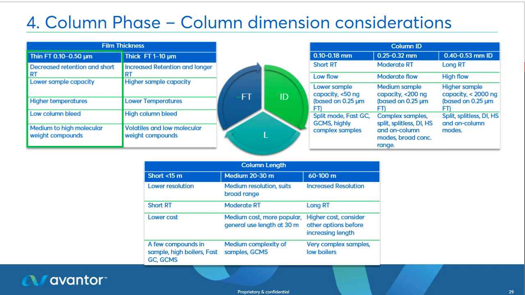So then looking at the film thickness, we'll look closer at the thin film thickness. So this gives decreased retention and shorter retention times, lower sample capacity, works good with higher temperatures, less column bleed because there's less phase, medium to high molecular weight compounds. So then if you're looking for a more retentive method, or you have volatiles that are in the sample, low molecular weight compounds, the thicker film thickness is going to be more suitable compared to the thin film thickness. This is how you direct your decisions on the type of film thickness that you may need.